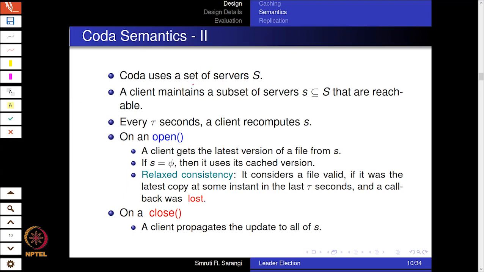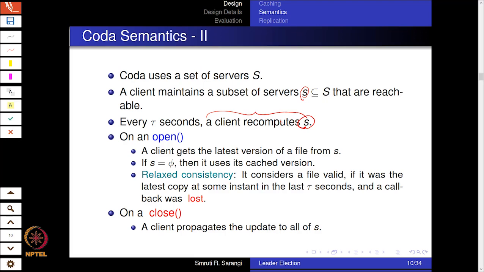So in the Coda semantics, it uses a set of servers, capital S. So a client maintains a subset of servers, small s, which is a subset of capital S. And this set of servers small s is the ones that are actually reachable, because note that all the servers that store replicas may not be reachable. So every tau seconds, the client pings all the servers and recomputes the set s.